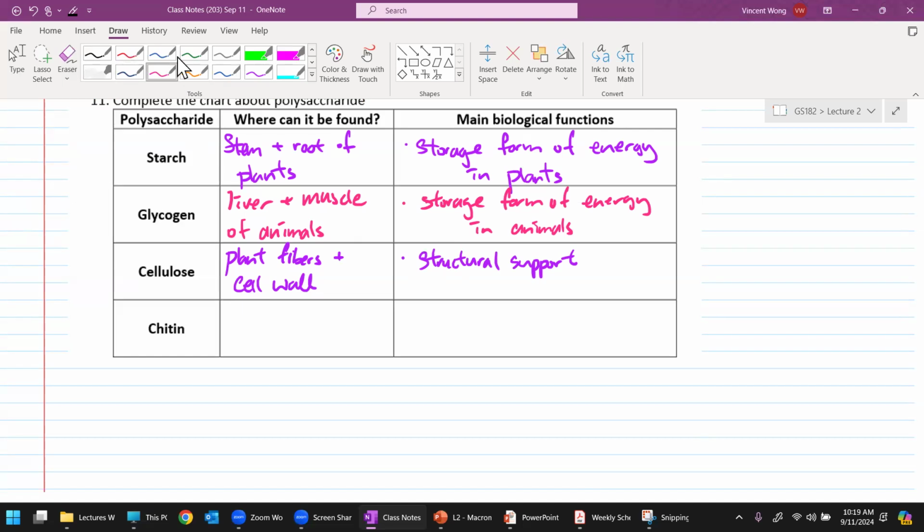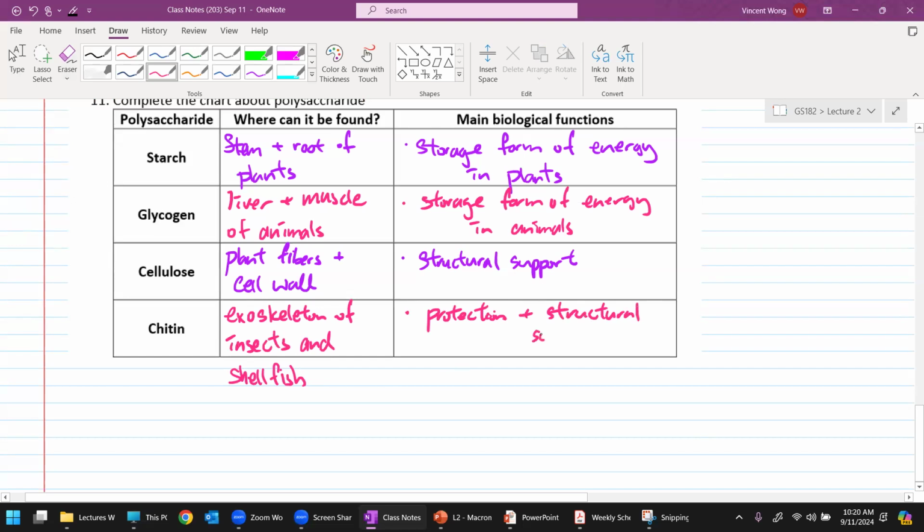And the last one, chitin. Where do we find it? The shells of seafood. That's right. So we say exoskeleton of insects and shellfish, right? Crabs, lobster, mussels, all the expensive stuff. And the main biological function is protection, plus structural support.